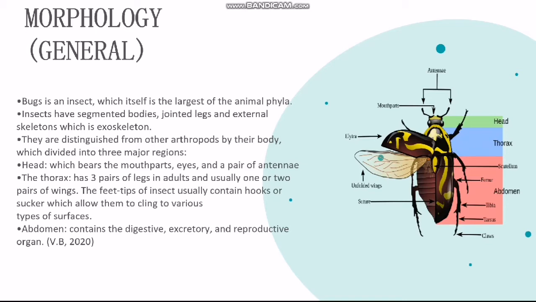of wings. The thorax is also the central location of the more powerful muscles used in operating the wings and legs of the insect. The feet tips of insects usually contain hooks or suckers, which allow the insect to cling to various types of surface. The last major region is the abdomen. This section of the body stores the bug's digestive system, reproductive organs, and sting organs. The abdomen is a reactive part of the insect body, meaning that it can expand when the insect is fed.